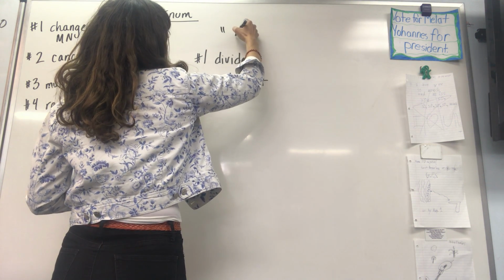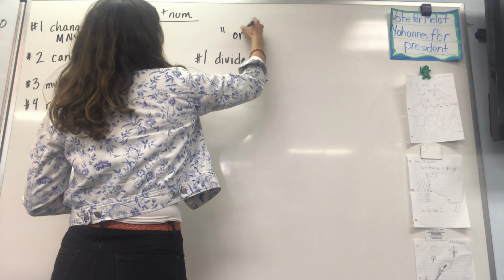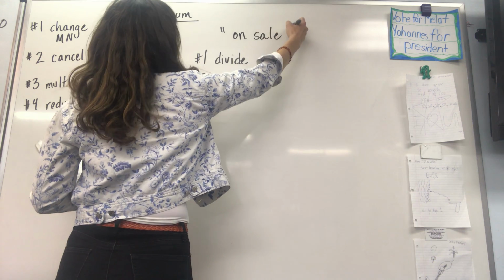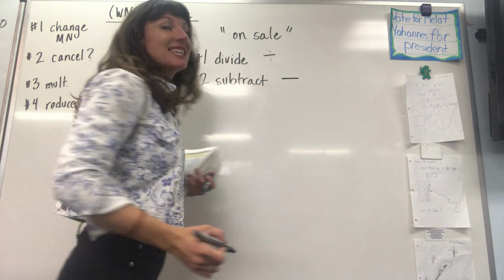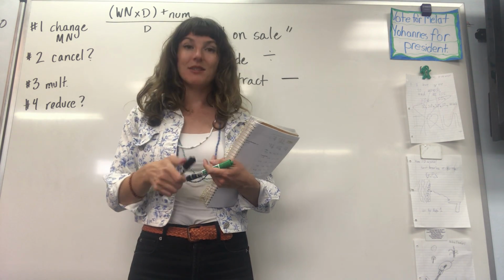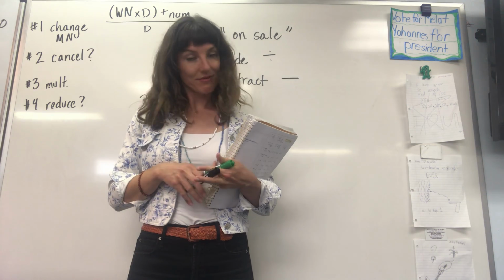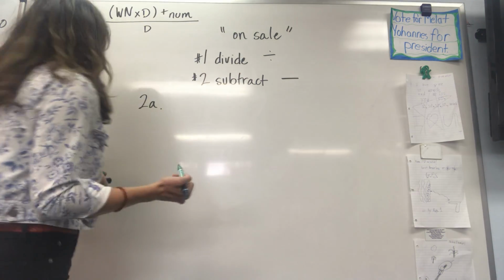Well, when something is on sale. Okay, so step number 1 is divide. Step number 2 is subtract. First you must divide, then you must subtract. That's it, don't forget it, okay? And don't forget it. Here we go.